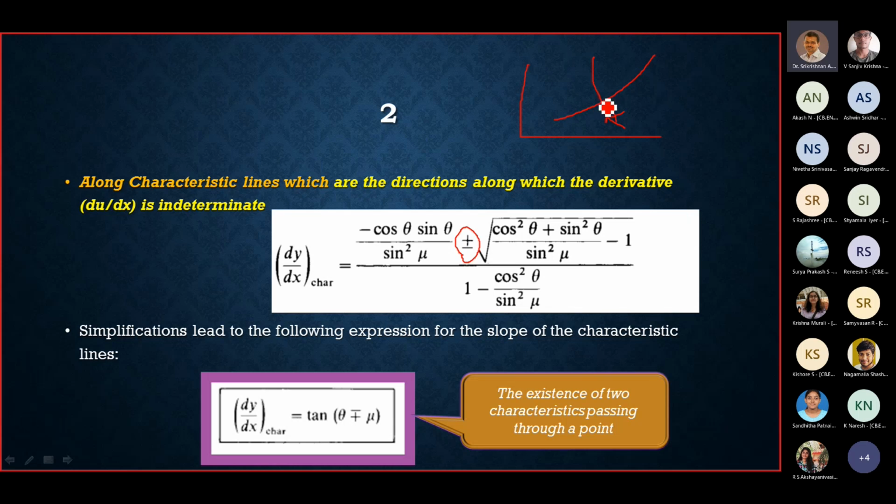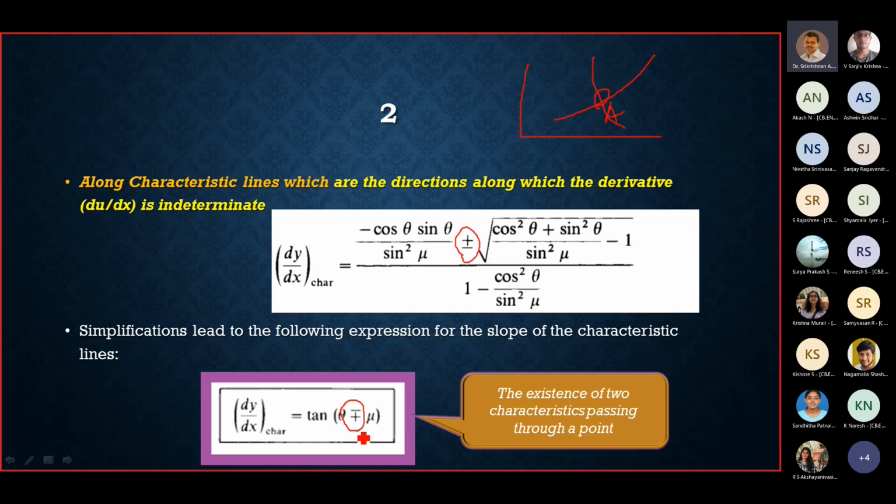Okay, so at any given point you can have two characteristic lines. One will correspond to the solution from the positive side, and the other will correspond to the solution for the negative side. And this trigonometric function can be further simplified as dy by dx is equal to tan(theta plus or minus mu). Again, this plus or minus indicates the possibility of the two solutions.